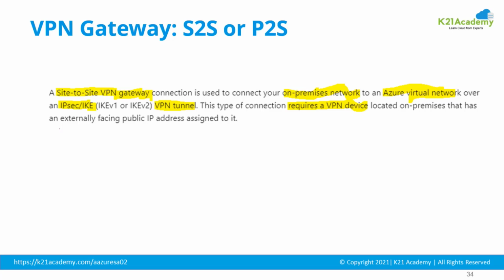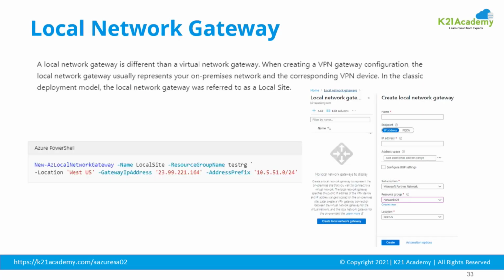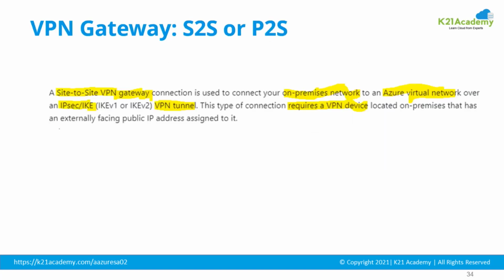Now, this type of connection requires a VPN device. So there will be a physical VPN device located on your premises, and it will have an externally facing public IP that you'll be using, as we said earlier, when defining a local network gateway.